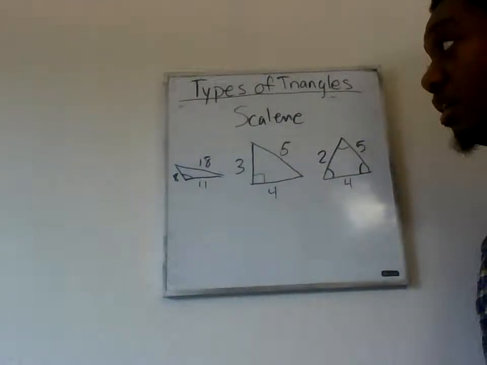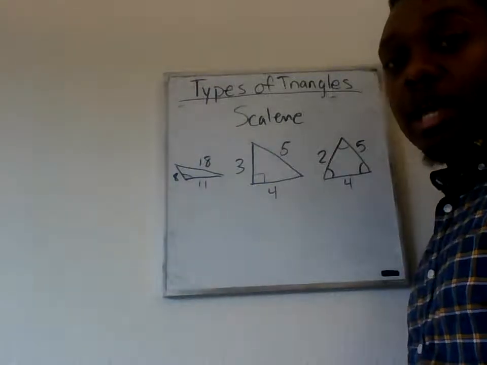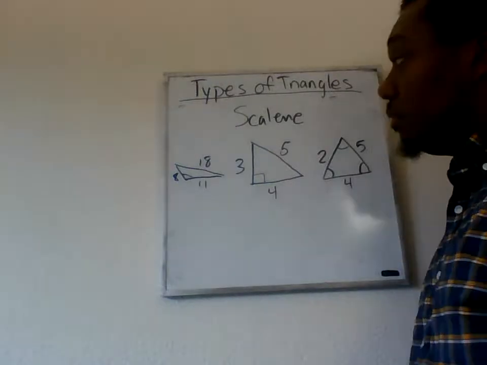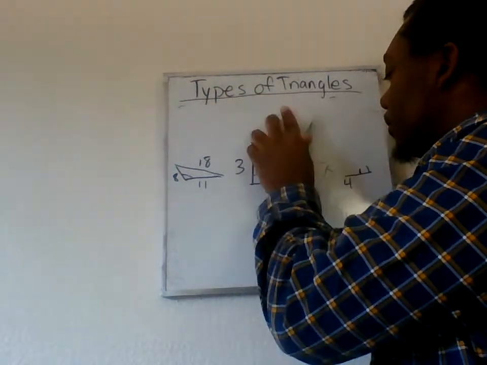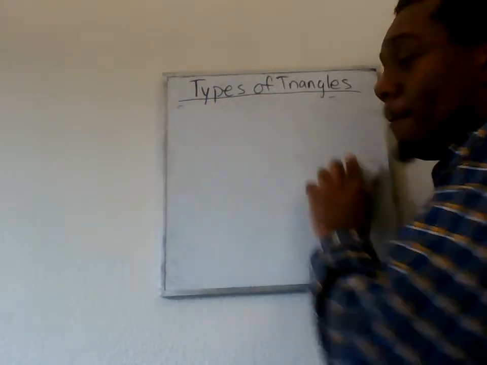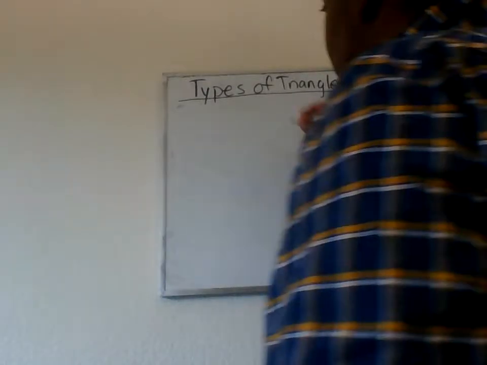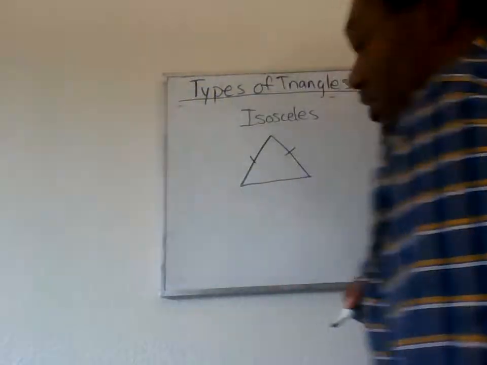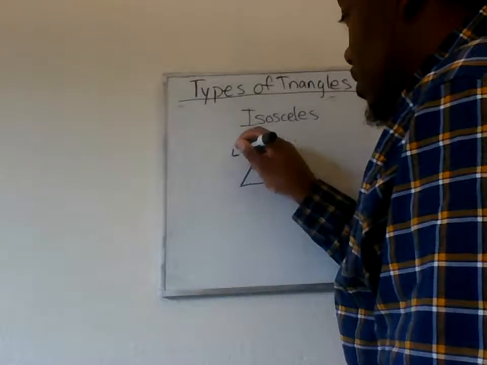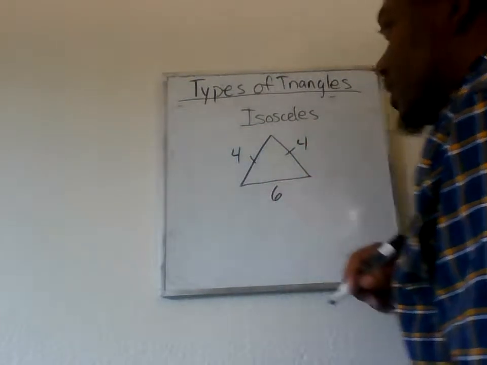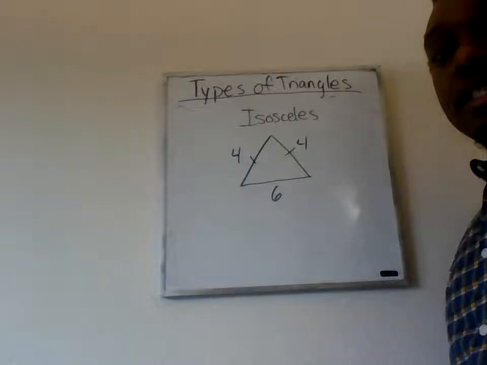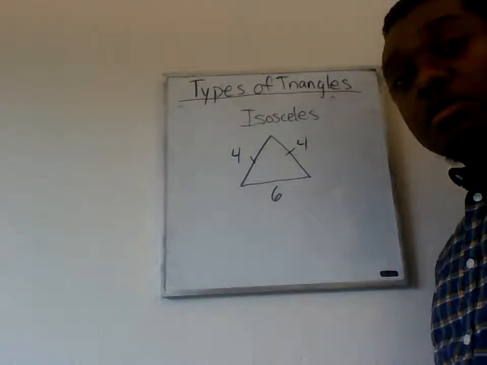Okay, so that's scalene. Well, let's look at what happens when we begin to have sides that are equal. So when we have 2 sides that are equal, we call this an isosceles triangle. So let's say this is 4, and this is 6. This will be an isosceles triangle. So an isosceles triangle has some special properties.